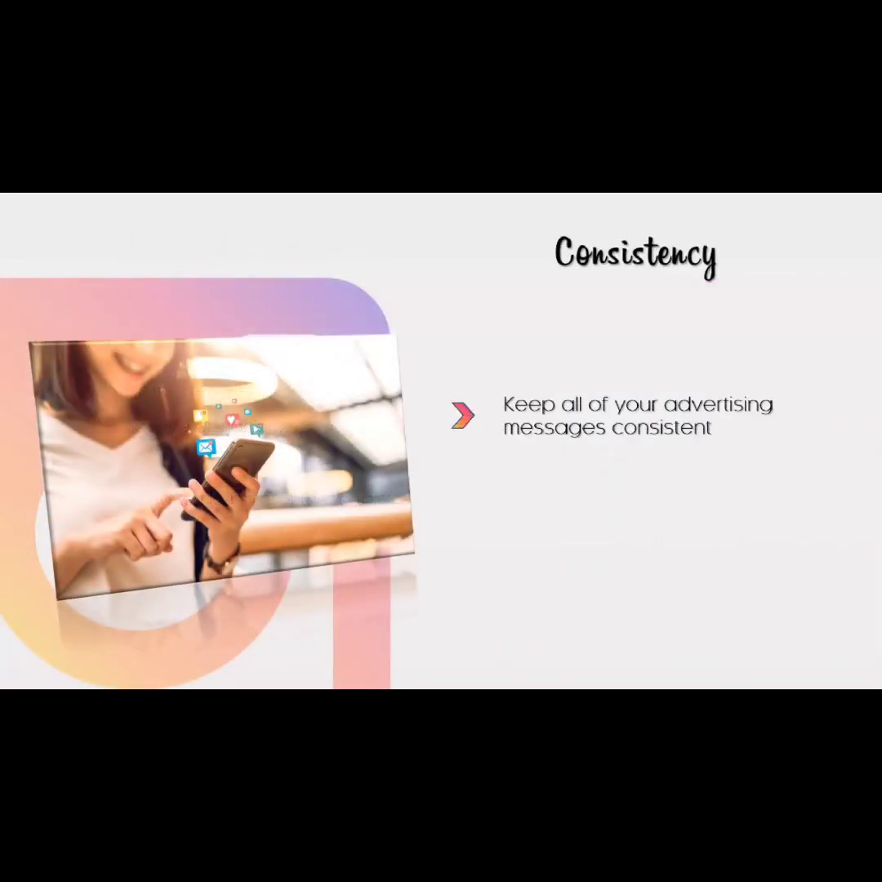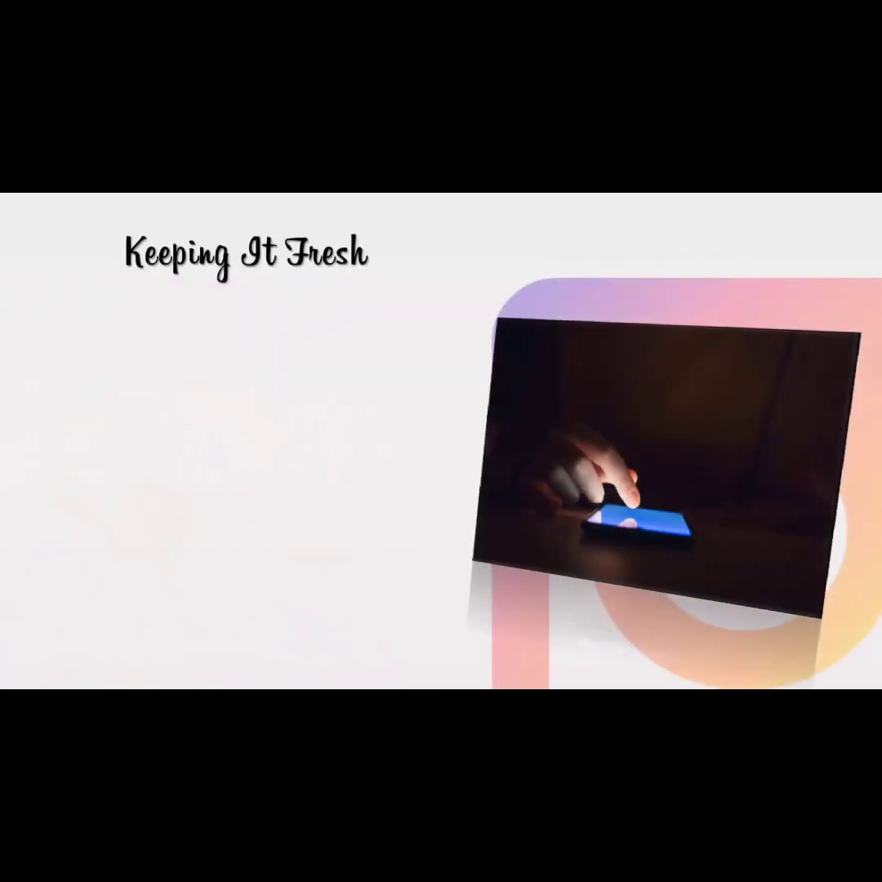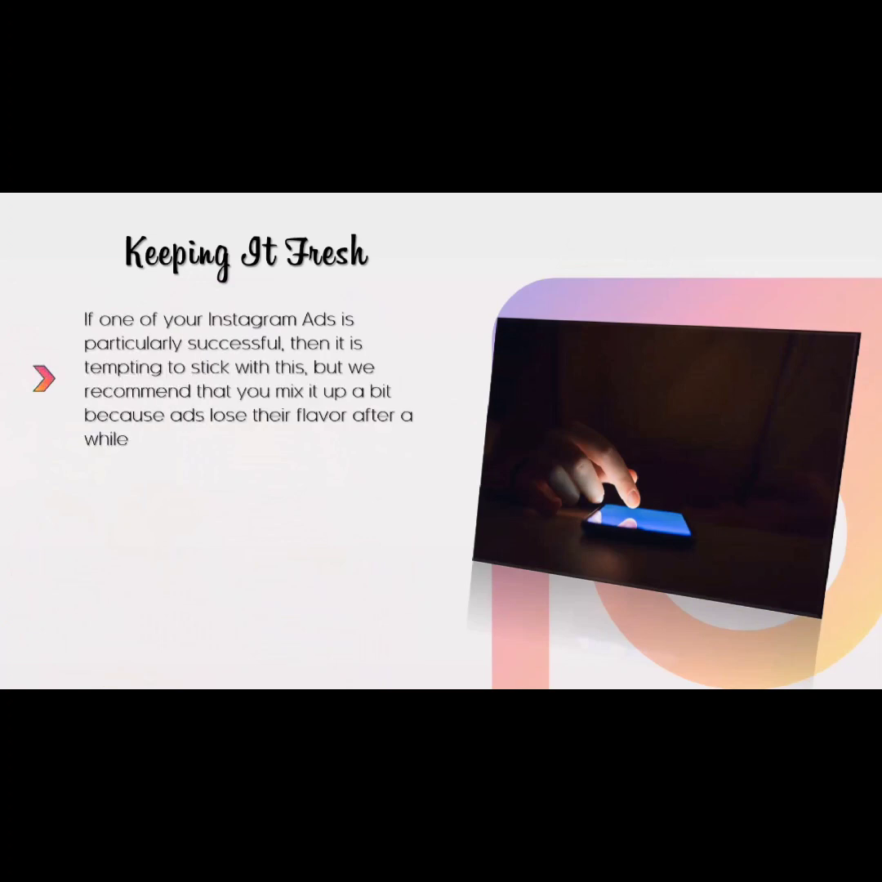Consistency. Keep all of your advertising messages consistent. Make sure that the tone of the message is consistent as well as the visuals that you use. If your ads are all very different, then you will not build the same level of trust. Keeping it fresh. If one of your Instagram ads is particularly successful, then it is tempting to stick with this. But we recommend that you mix it up a bit because ads lose their flavor after a while. Every week or fortnight, switch the ads that you are displaying. This will help to prevent your audience from tuning out.